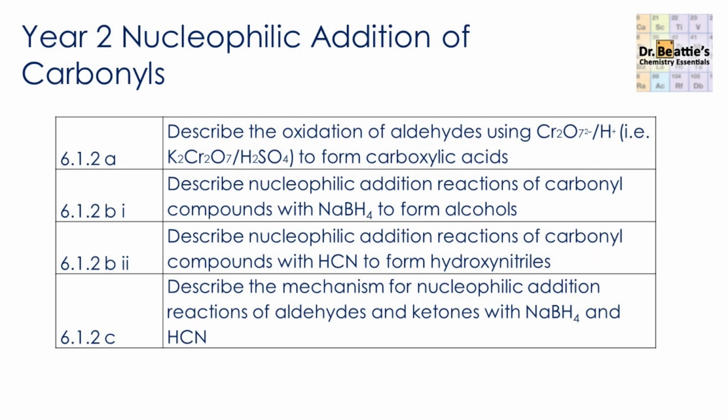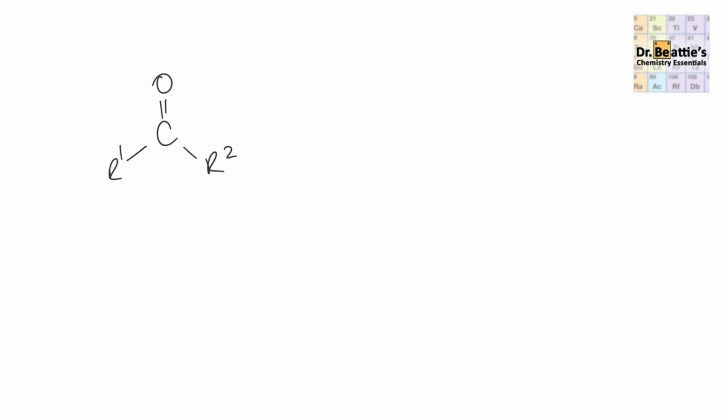In this video we're going to be looking at nucleophilic addition of carbonyls. So generically a carbonyl looks like this, where you have the C double bond O being the carbonyl group. And depending on what the carbonyl is, R1 and R2 can be different or the same. So R stands for rest of the molecule, and this is usually an alkyl group. What we mean by an alkyl group is something that has carbon and hydrogens.